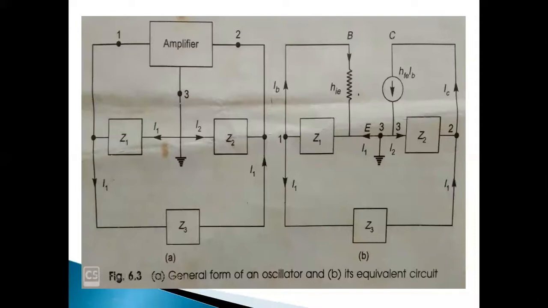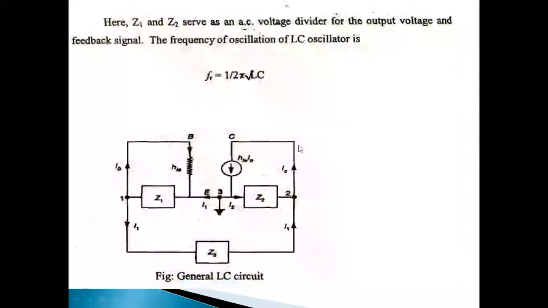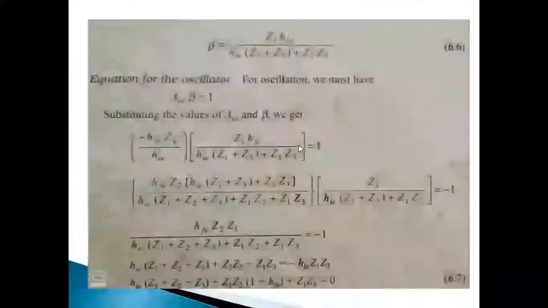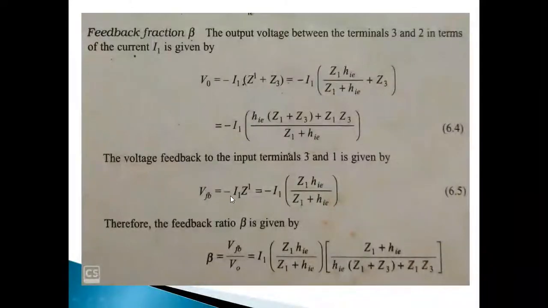That is the output of the feedback network. Here the current is I1. Let us consider VF equal to minus I1 into Z dash from the circuit, because at that point we have the impedance Z dash and the current is I1. So VF is equal to minus I1 into Z dash, where Z dash is Z1 HIE by Z1 plus HIE. So this is the feedback voltage.